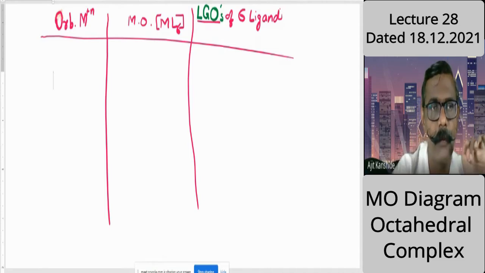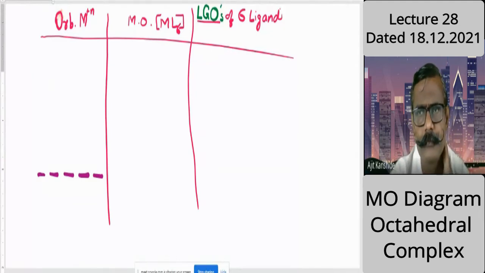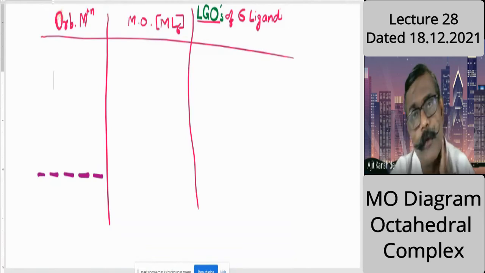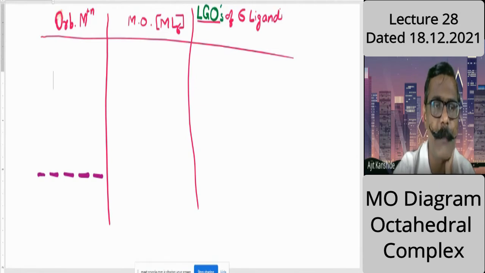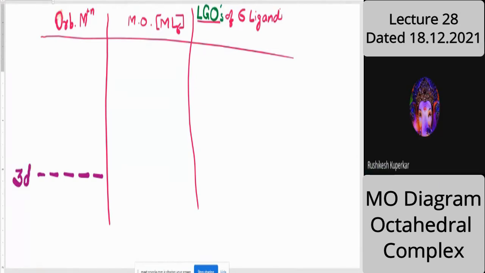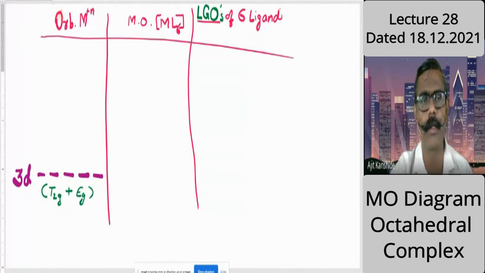Let me write them one by one. Orbitals from the metal ion: I represent the d orbitals, 1, 2, 3, 4, 5. Students, could you read those 5 orbitals? Those 5 d orbitals I considered. From ligands, 6 orbitals are there. Which orbitals am I considering here now? The 3d orbitals. Those will divide into 2 parts, T2G plus EG. Okay, that is one part.